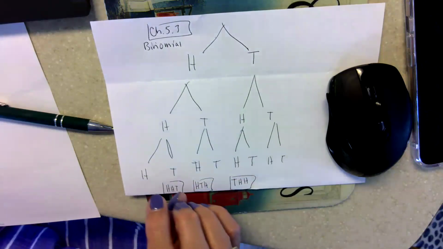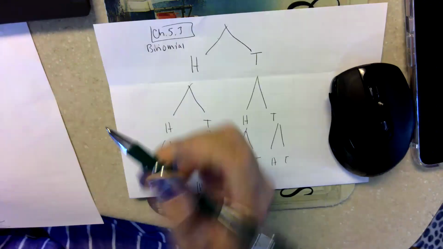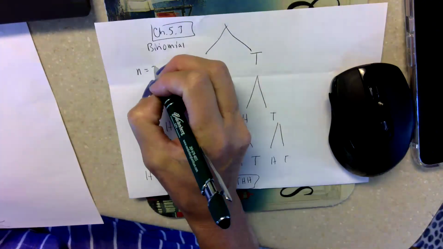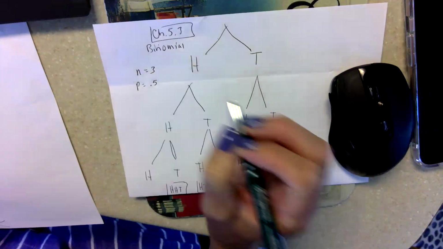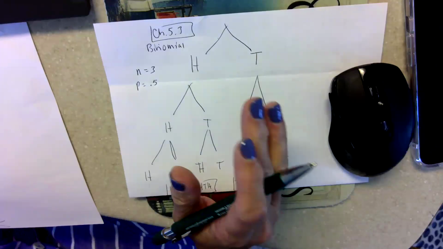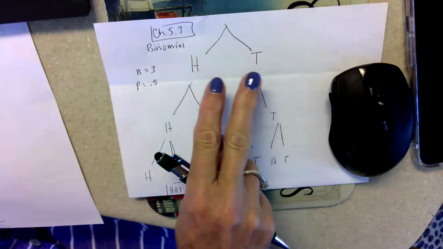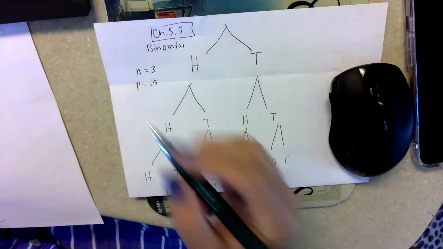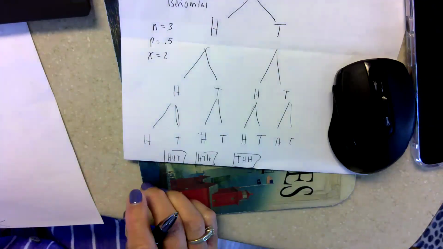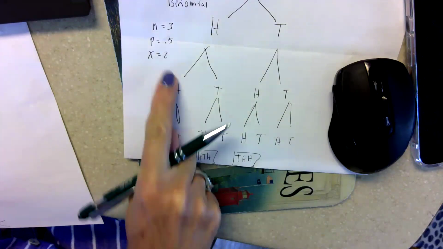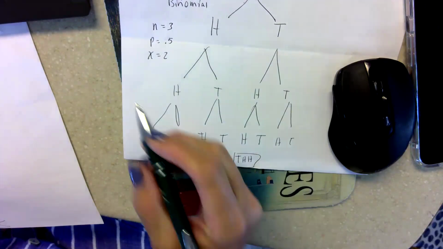So if I wanted to flip a coin 3 times, n is equal to 3. And my probability of success is 0.5, because remember, a binomial distribution has only 2 possible outcomes. In this case, it's heads or tails. The probability of success is equal to 0.5. And let's say I wanted to get exactly 2 heads. So x is equal to 2. That means I have only 3 ways out of the 8 possible ways to do that.